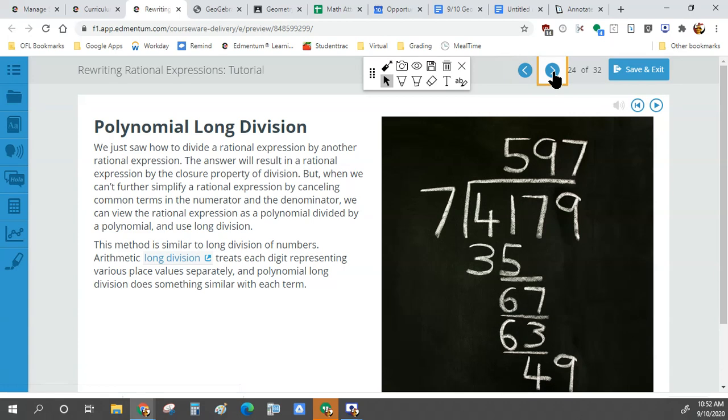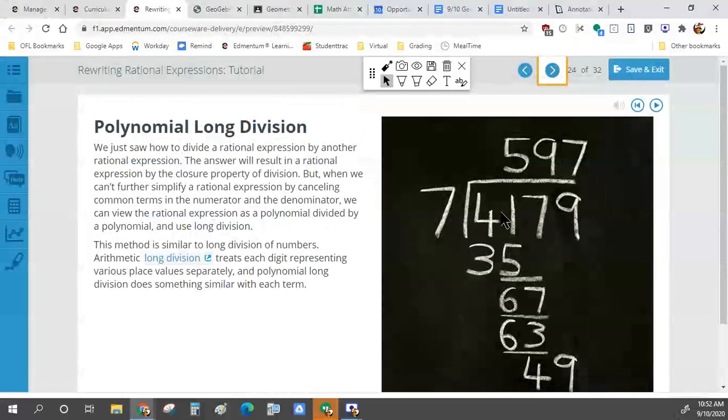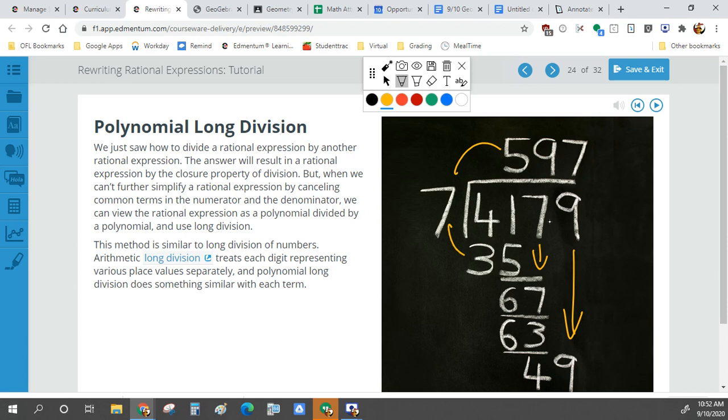Polynomial long division. If you haven't done long division, let me know. I can always review it. Long division is just you divide this and you're like, okay, how do I get 7 into 41? If I multiply by 5, I get 35. That's pretty close. Then I subtract, get that 6, bring down the 7. They should really have little symbols here. They're going to bring down the 7, bring down this 9, and you're always multiplying like this. Oh, I should have done that in a different color. So that's how you do long division.